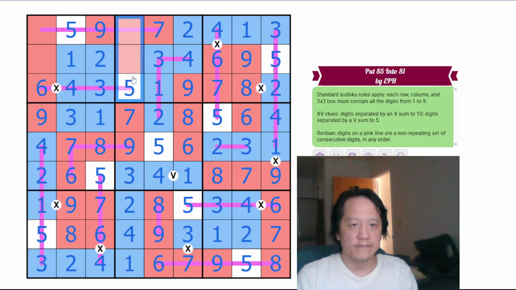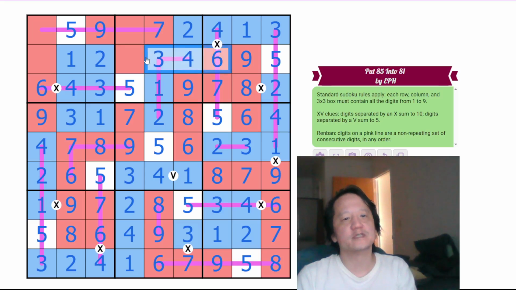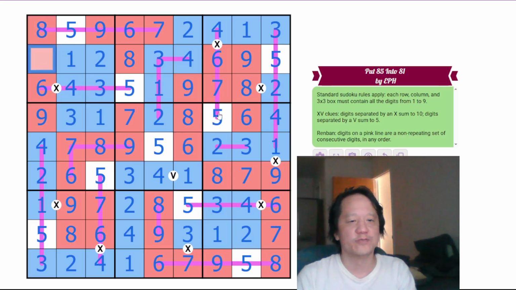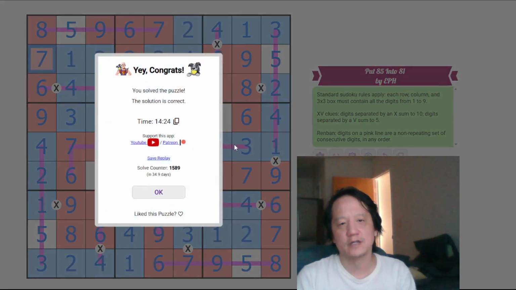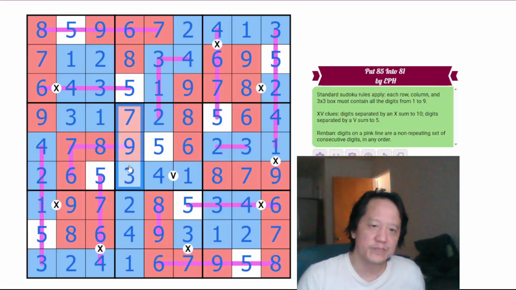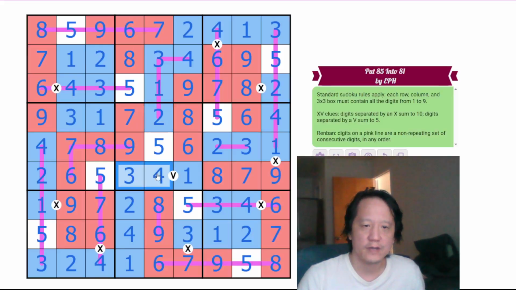Remaining digits in column 4 are 6 and 8. This can't be 6 because of 6 in the row, so that's 8, which makes that 6, which makes this an 8, and therefore this is a 7. And that's how you solve it. Yep, fairly straightforward.